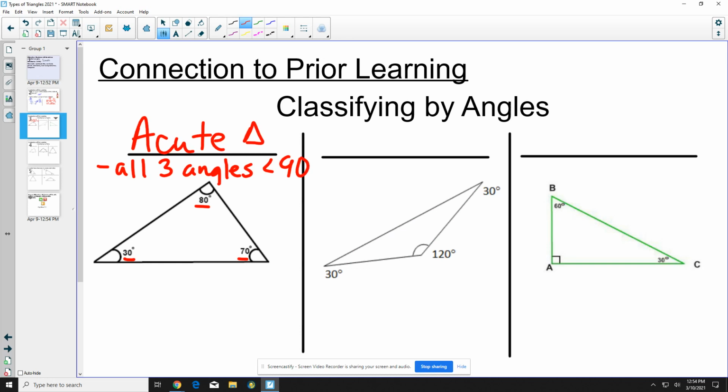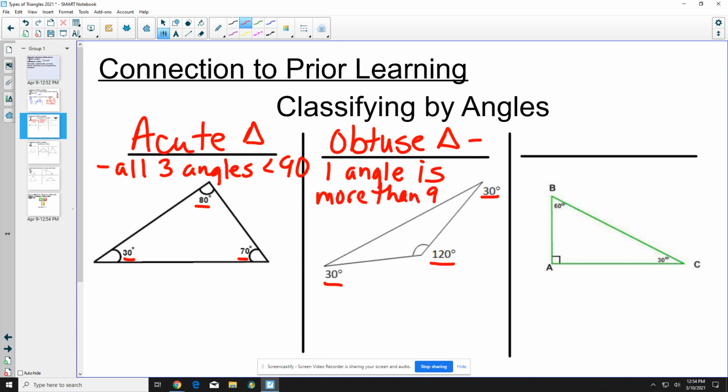If you look at the second triangle, I've got a 30-degree angle, a 30-degree angle, but I've got a 120-degree angle. What do we call an angle that's more than 90 degrees? Obtuse. So this is an obtuse triangle. So if you want to pause the video to make a drawing, you can. Okay. What you need to know about an obtuse triangle is that it has one angle that is more than 90. So it has one obtuse angle. One of the angles is more than 90. We call it obtuse.